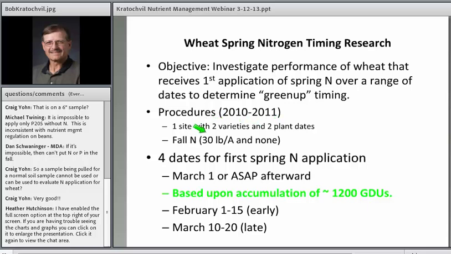We've continued to look at the response to the use of fall nitrogen versus no fall nitrogen, but the important treatments in this study were the spring application dates. And we've used 4 different treatment dates. We've used March 1, which is MDA's date. We've used a date that's based upon the accumulation of approximately 1,200 GDUs. As you'll see, we didn't necessarily get the nitrogen out at exactly that point in time, but we tried to be semi-close to that time. Then we had dates of February 1 to 15, which is considered our early application date, and we had a late date, which occurs in mid-March.